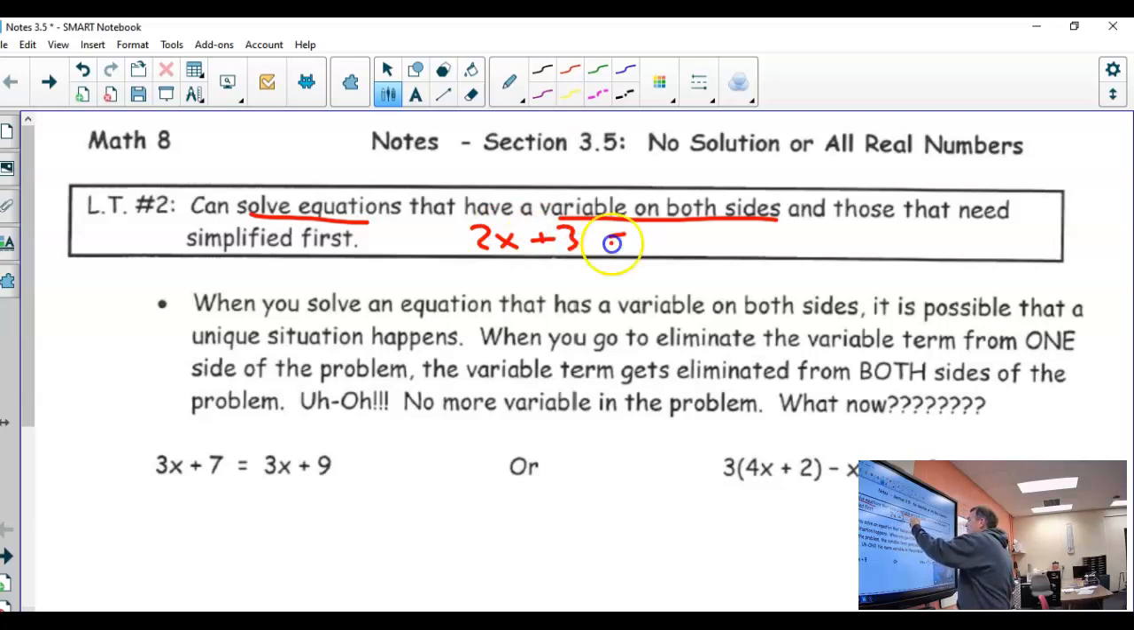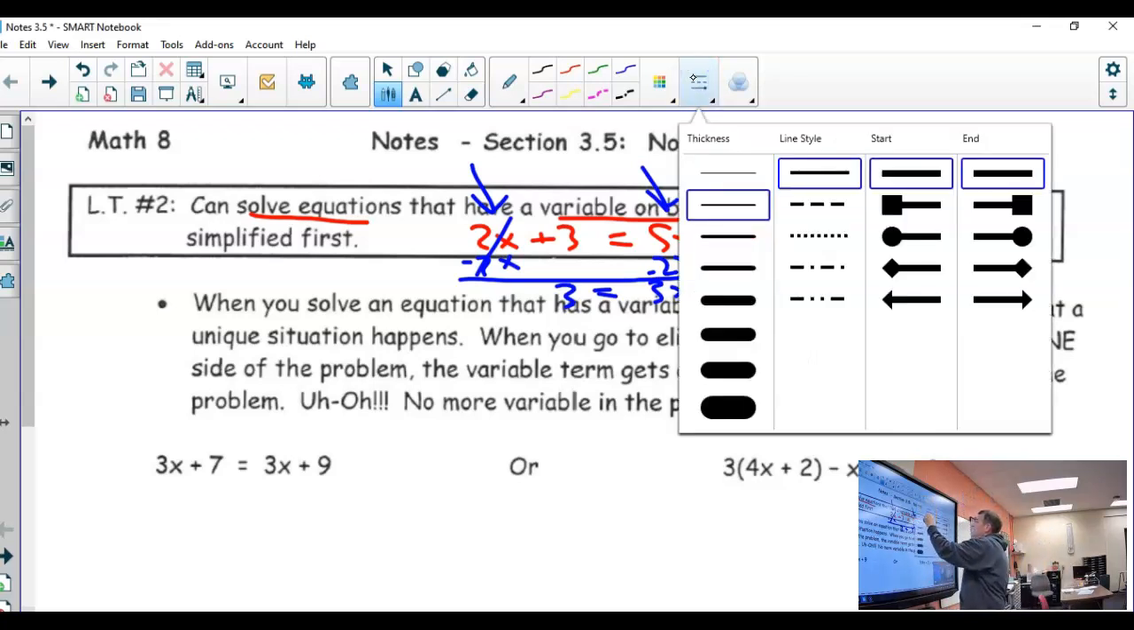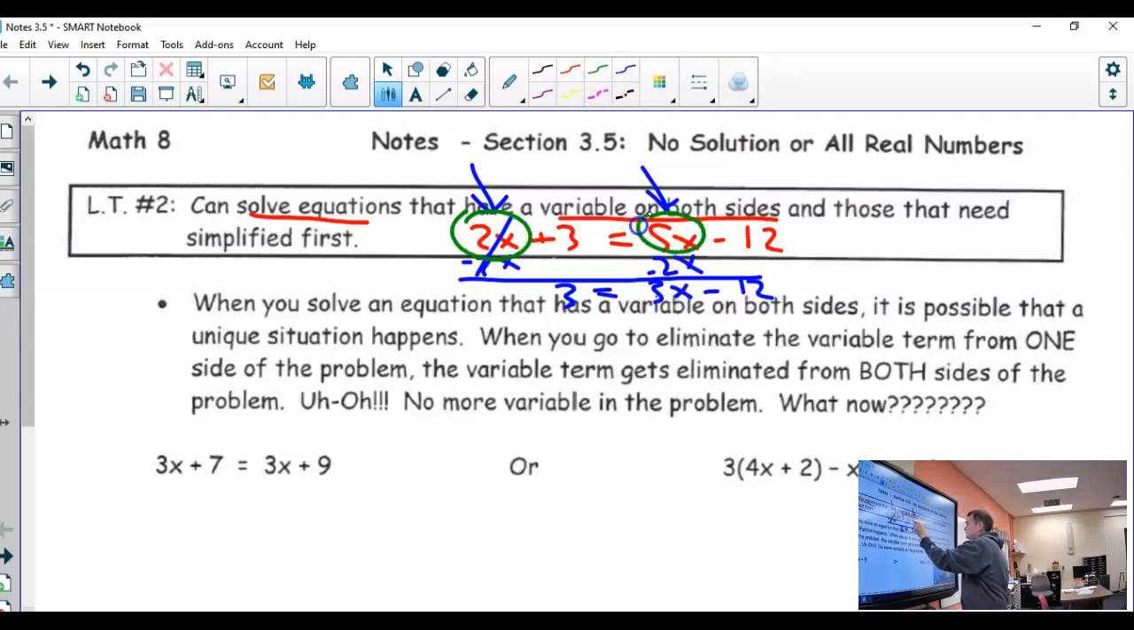Maybe you have 2x plus 3, and maybe you have 5x minus 12. And what you need to do when there is a variable term on both sides is you need to take one of those variable terms, the 2x or the 5x, and eliminate it by adding or subtracting, right? So in this case, I might subtract 2x from both sides. And I would be left with 3 equals 3x minus 12. And then I could start getting the variable by itself.